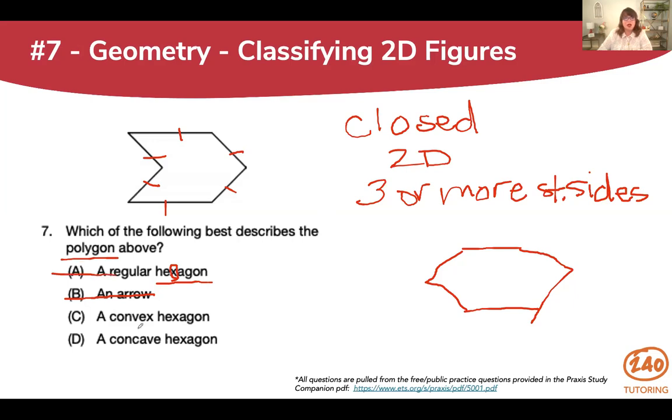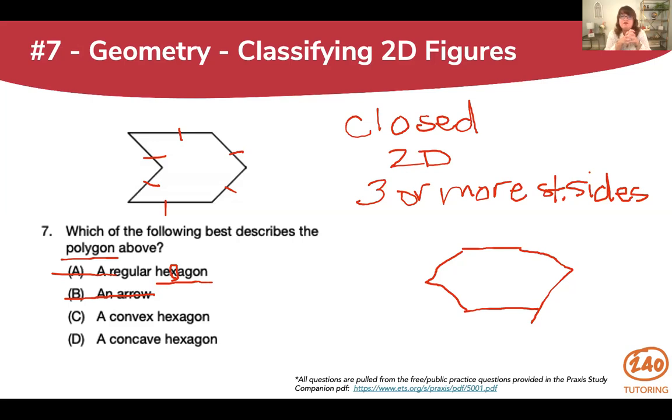Now we're down to convex and concave, and you're either going to know this or not. If you don't know the difference between convex and concave, take your best guess and move on. Don't agonize over it. Just take your best guess and move on, because sitting here staring at it's not going to make you know those words. So I'm going to give you what these words are, and then you're going to know the answer.